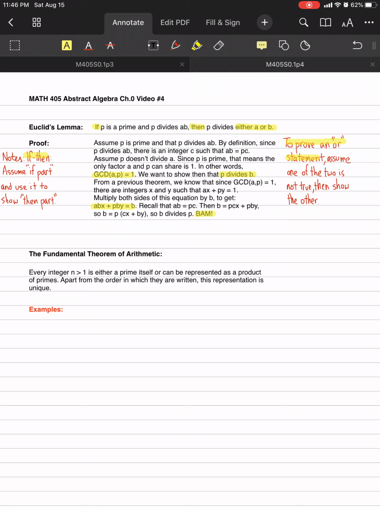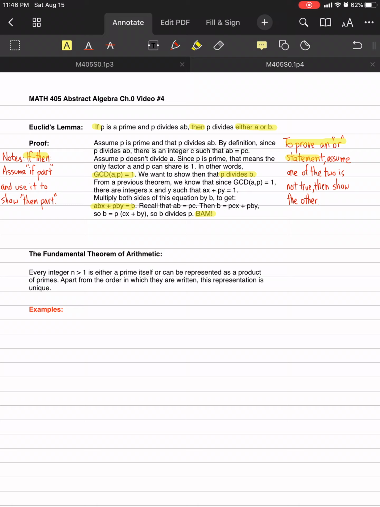And now we'll get into the fundamental theorem of arithmetic. And like I said, we're just going to talk through this. We're not going to actually go through the proof of this, but I do want to explain how it works and do a couple of examples.